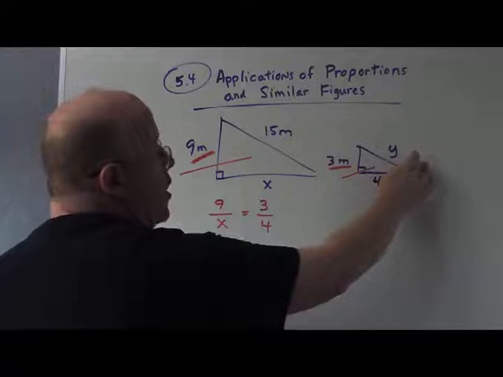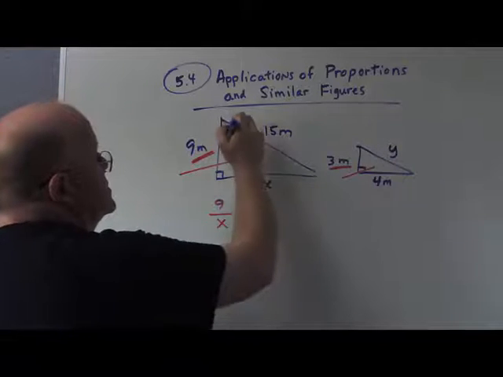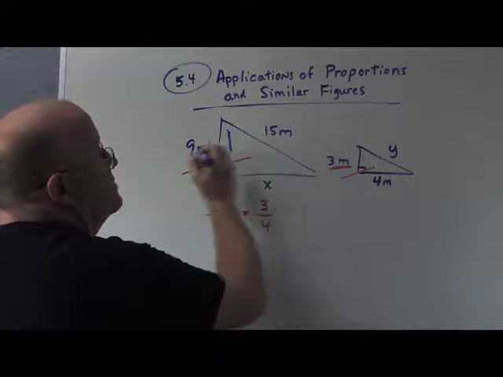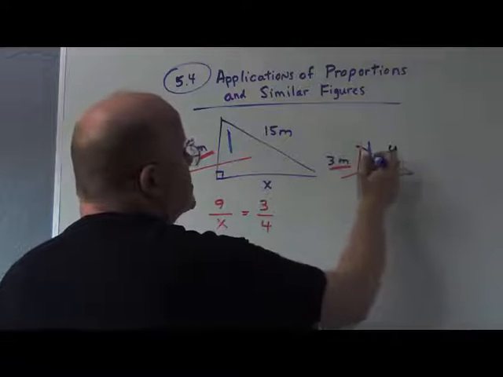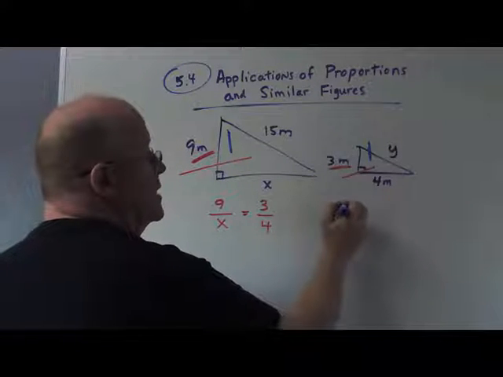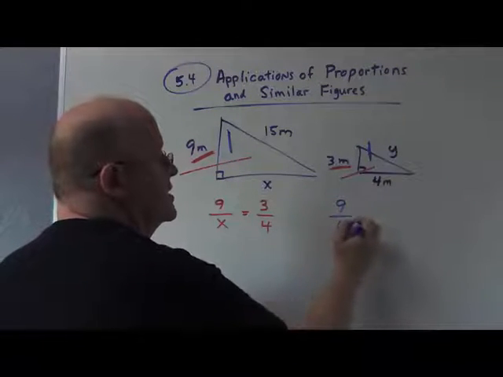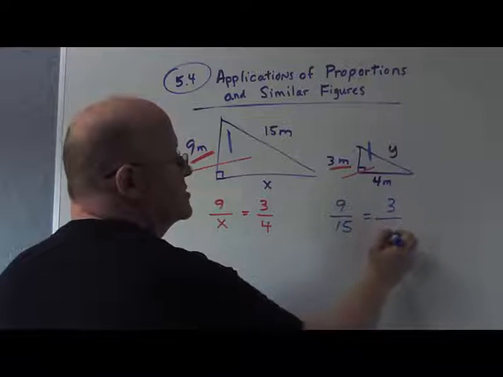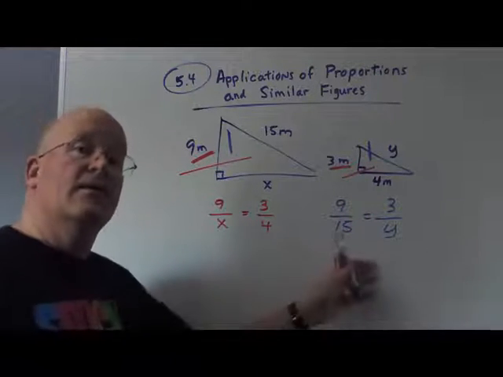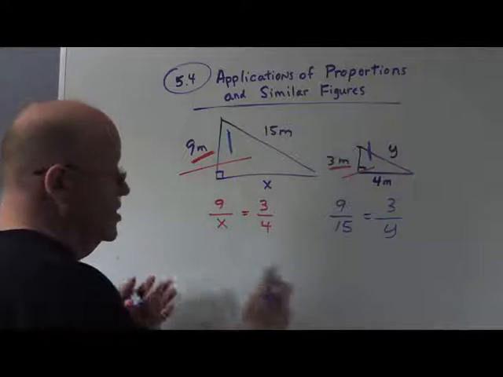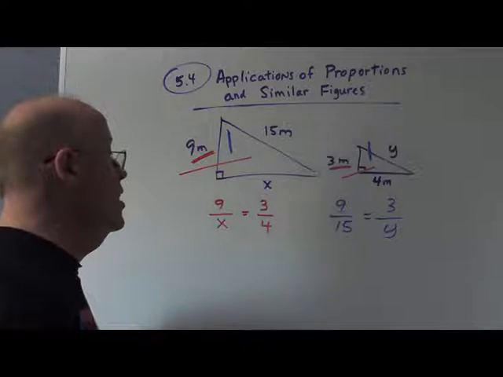Likewise, if I need the y involved, I can probably set a proportion this way. 9 and 15 corresponds with 3 and y. 9 is to 15 as 3 is to y. Now I have 2 proportions that I can solve to find the values of x and y.